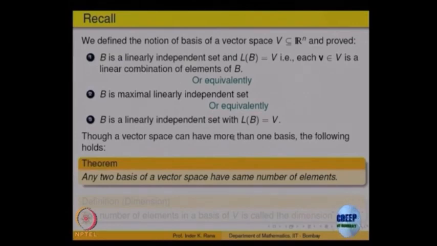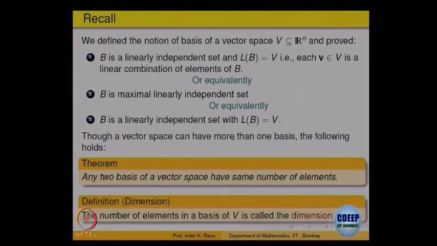We also said we will assume this theorem that any two bases of a vector space have the same number of elements. So, that gave rise to the definition of dimension of a vector space. Dimension is the number of elements in any basis of a vector space. There can be different bases, but the number of elements in each basis will be the same for a given vector space. So, that we called the dimension.